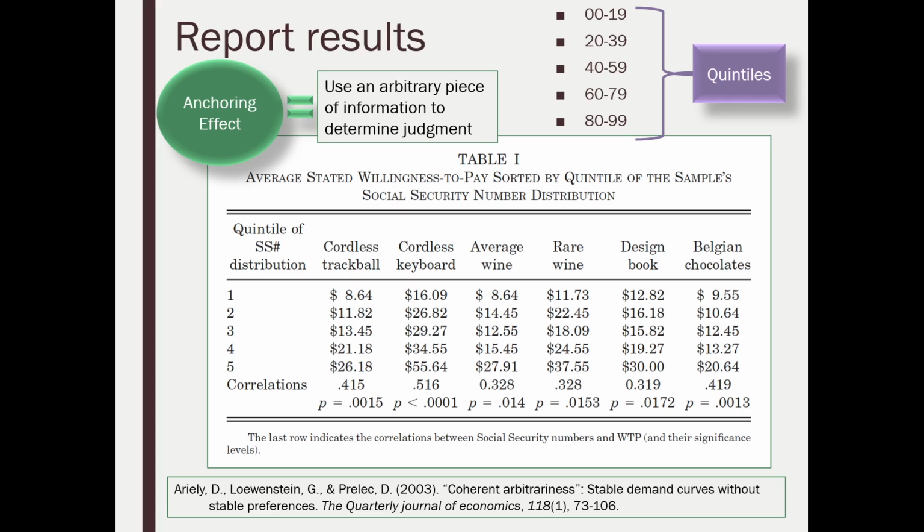It's considered an arbitrary piece of information because that 2-digit number is completely unrelated to the judgment that you're making, and yet you're using it to help you make the judgment. So it's kind of a weird thing that we do, this anchoring effect, right? Where we use whatever we have to help us decide what our response is going to be.